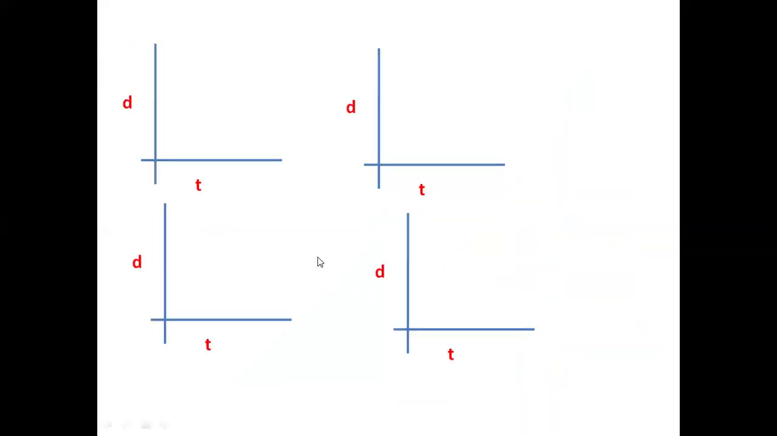Now, this is the summary of the four graphs. You can assume it as a distance time graph or displacement time graph. One is parallel to time axis. The second one is a straight line passing through origin. Third one is with increasing gradient. And the fourth one is with decreasing gradient.